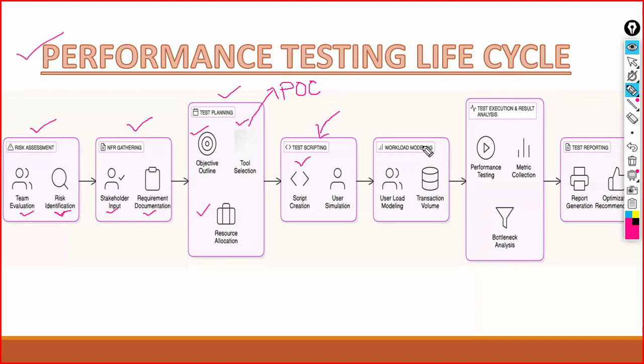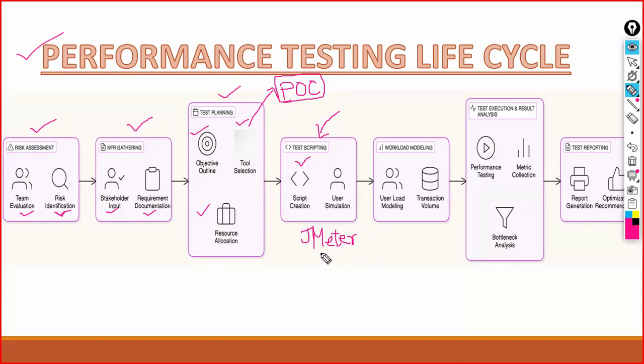As a part of our training, we are going with the JMeter tool, right? That is the reason why, in the POC, our client accepted our POC document with the JMeter tool. So we are going with the JMeter tool here. With the help of the JMeter tool, we are going to simply start doing the script creation. That script creation process is going to happen in the test scripting stage.